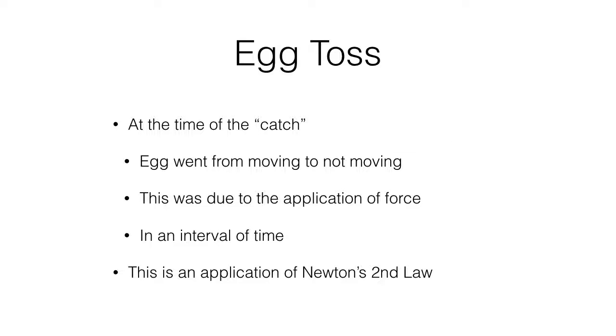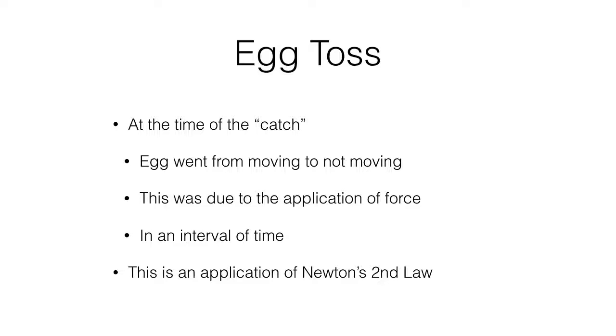So we're in the unit called Impulse and Momentum, and it all started with throwing eggs. When the egg was thrown, it had a speed, and by various methods, whether it was a catch or hitting the sheet or hitting the table, the egg came to a stop. So all those cases I'm calling a "catch" in quotation marks. And the egg went from moving to not moving.